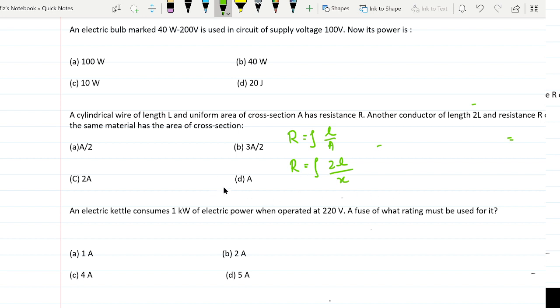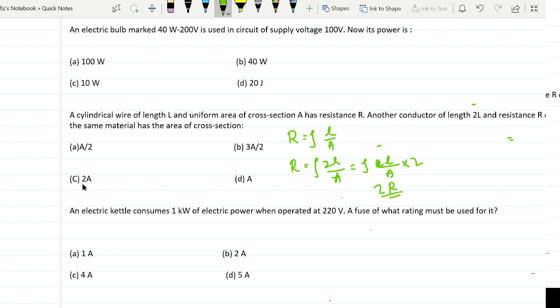Which option will you put here so that you get the same R? Let us try with the D option here, that is the fourth option, which is A. So what will be the answer? See here, rho 2L by A, so rho L by A into 2. The value of rho L by A is R here, so you get 2R, not R.